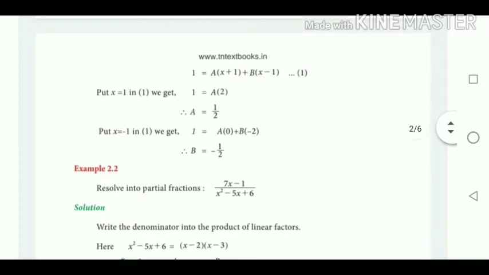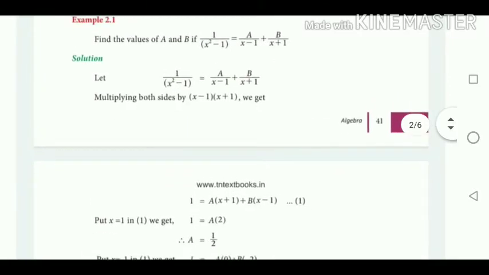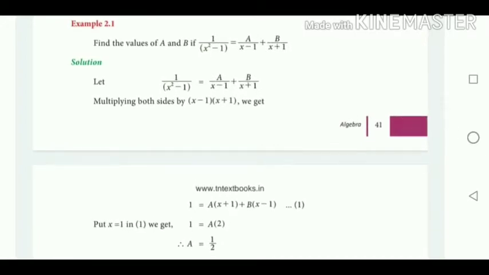So this is the way we have to find the values of a and b. This sum is related to finding the values of a and b. If the question is given like this, it is a 2 mark question. First you have to multiply both the factors, x minus 1 and x plus 1, on both sides.